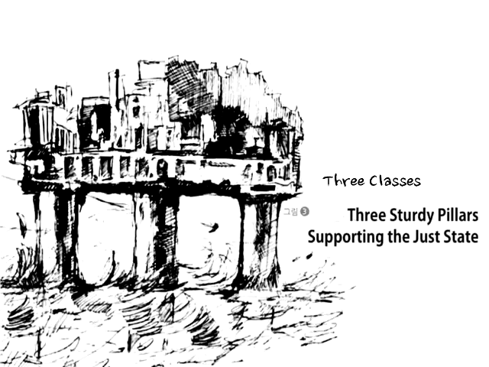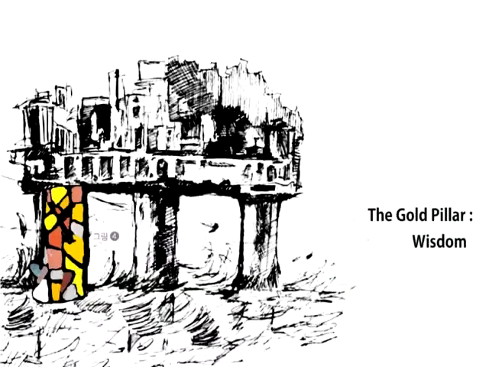Plato believed that all citizens were born with either golden souls, silver souls, or copper souls. Each of these types of soul corresponds with a class of citizen in the just state. The gold pillar represents the virtue of wisdom and corresponds to the guardians. The guardians must rule the just state with wisdom and a knowledge of truth.